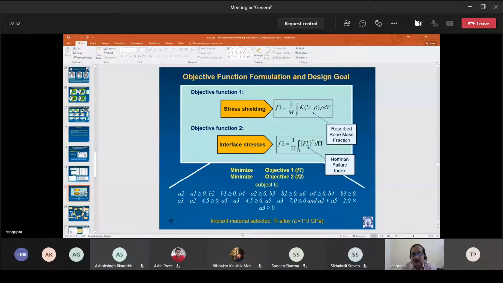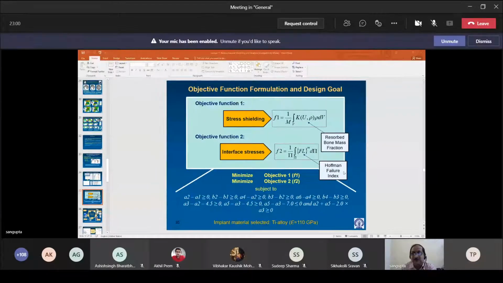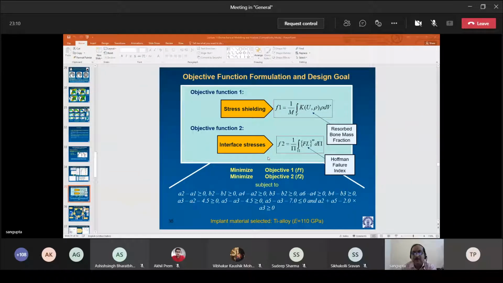Perhaps you are all aware of the genetic algorithm scheme. Are you aware of genetic algorithm scheme? Soft computing? Yes, sir.